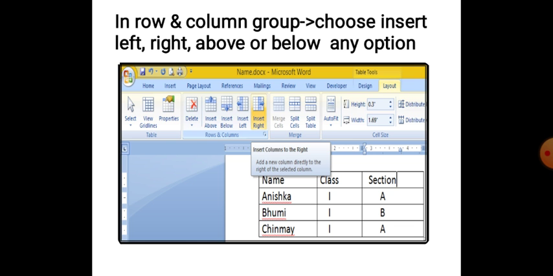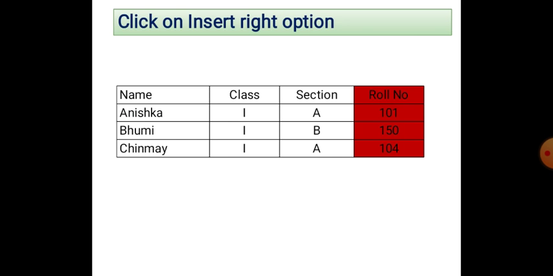Insert above and below are used to insert rows, above the selected row and below the selected row. And insert left and right we will use when we want to insert a new column. So here we have clicked on insert right. We want to insert a new column. See, we have inserted a new column, that is the roll number column. So this is the way we can insert rows and columns.